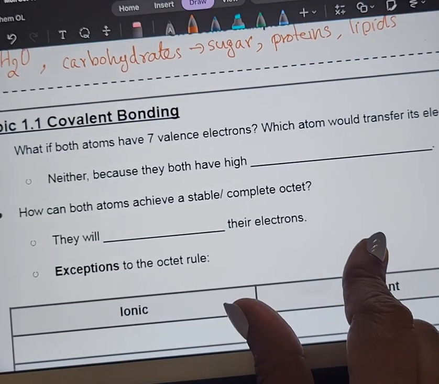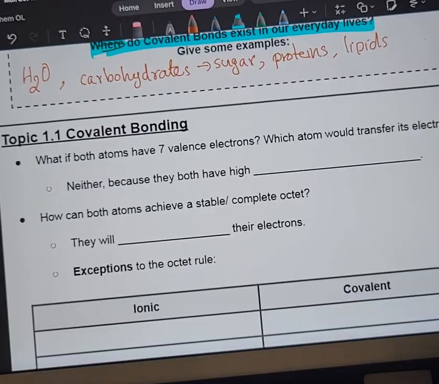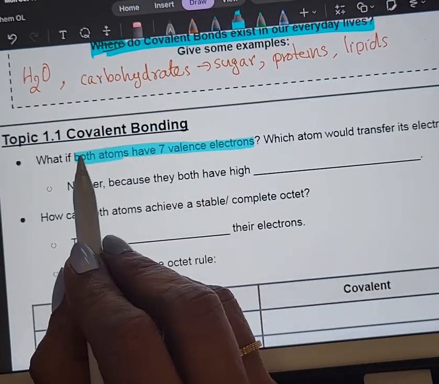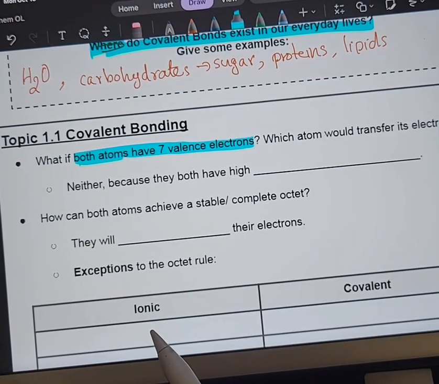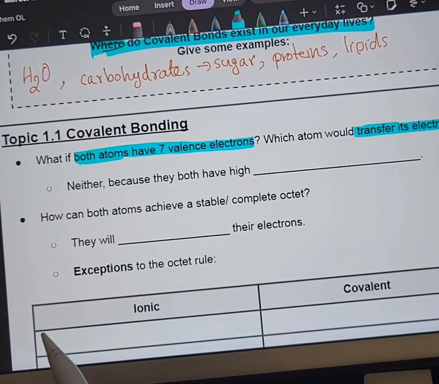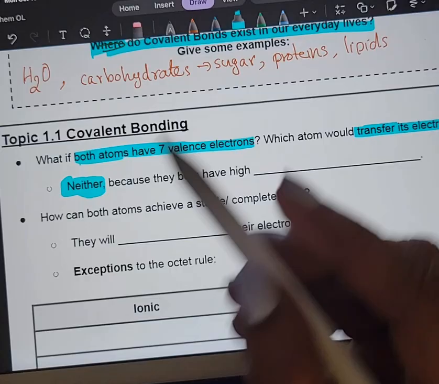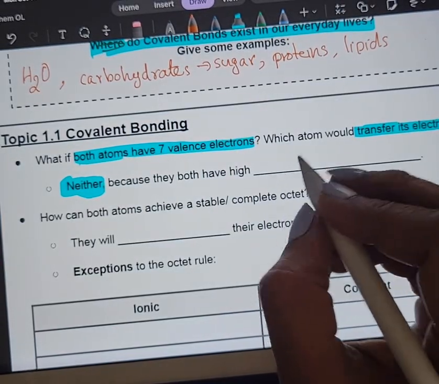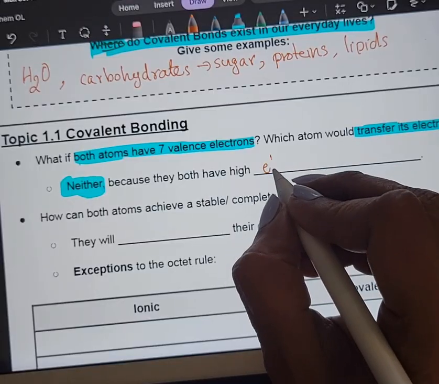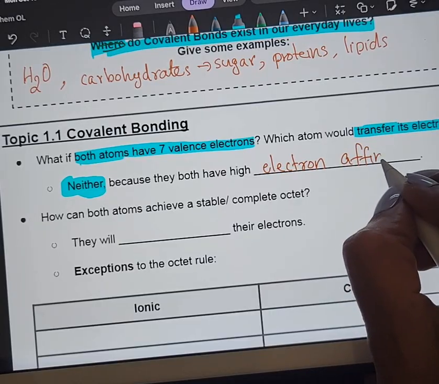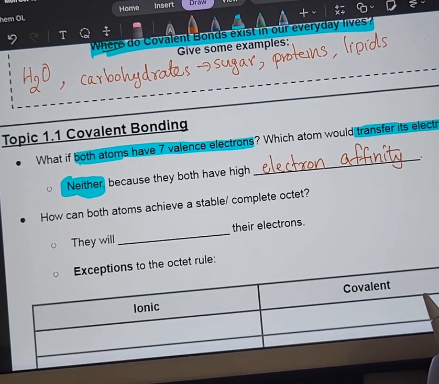Coming to covalent bonding, I'm going to give you a scenario. If you have two atoms, both of them have 7 electrons. They both need one more electron. Which one will donate the electron? Neither, because they need electrons and they are loving electrons. We can say they have high electron affinity or high electronegativity. Electron affinity is new terminology, but it is similar to electronegativity.